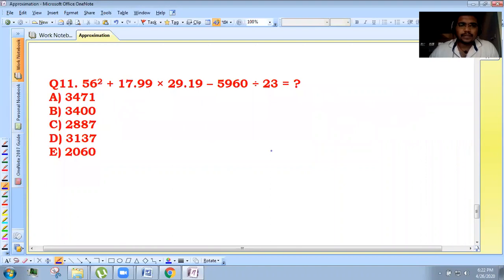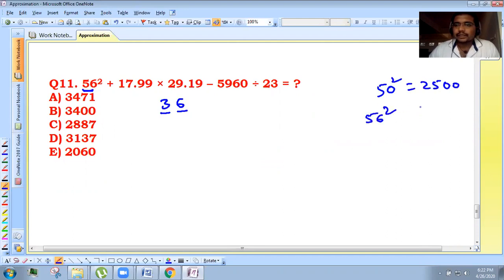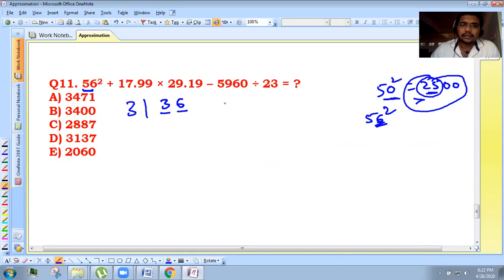We'll go for the next question. 56 square. 50 square. 50 and 56, the difference is what? 6. 6 square, write it 36. Actually 50 square is 2500. Then obviously 56 square is greater than this number. How much greater here? 6 values extra. So add 6. 25 plus 6 is 31.